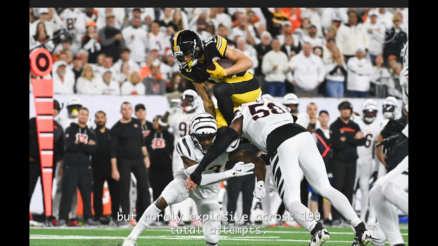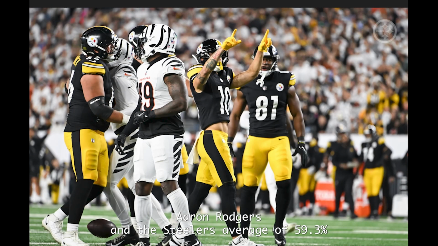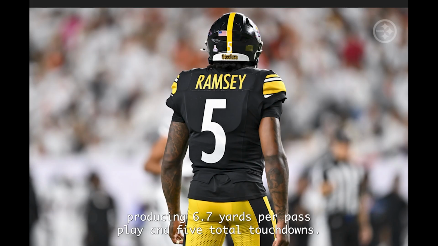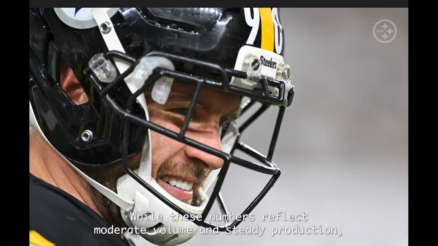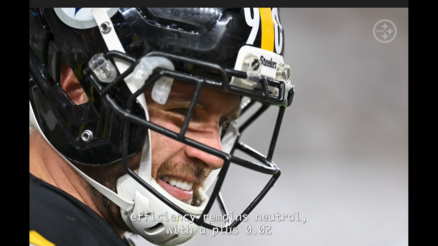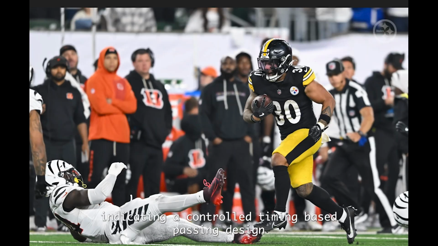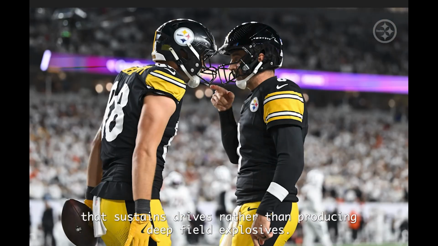Across 199 total attempts, Aaron Rodgers and the Steelers average a 59.3% completion rate and 158.4 passing yards per game, producing 6.7 yards per pass play and 5 total touchdowns. While these numbers reflect moderate volume and steady production, efficiency remains neutral with a plus 0.02 expected points added per pass, indicating a controlled, timing-based passing design that sustains drives rather than producing deep-field explosives.